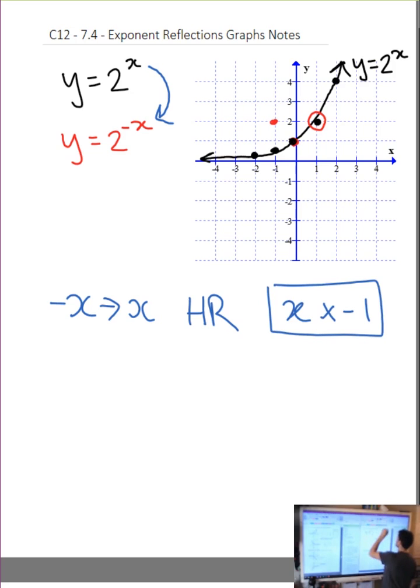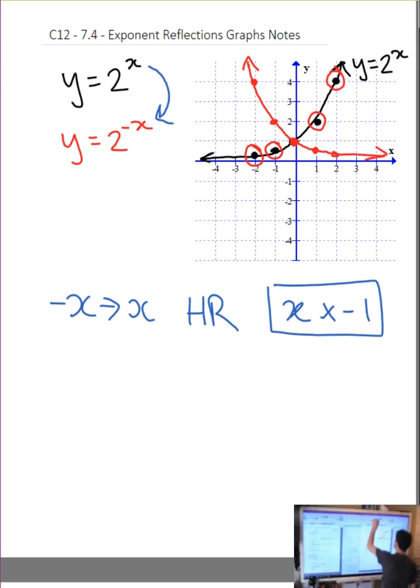Now if I take this point right here and horizontally reflect it, I get this one over here. If I take this point here and I horizontally reflect it, I get this point over here. If I take this point and I horizontally reflect it, I get that point there. And you can see that we've had a perfect horizontal reflection of the graph.